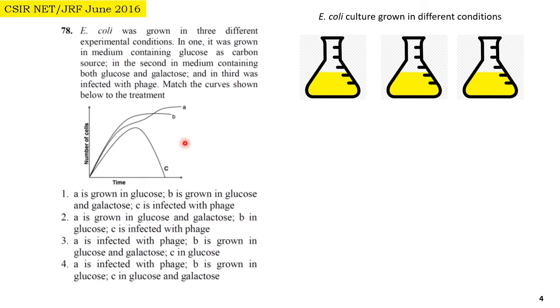And in the first experimental condition, the E. coli culture was done in the presence of glucose as the carbon source. In the second experimental condition, the E. coli was provided glucose and galactose as a carbon source. And in the third experimental condition, there was phage infection.